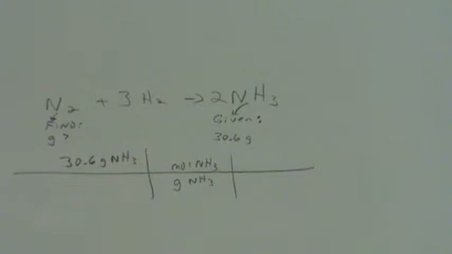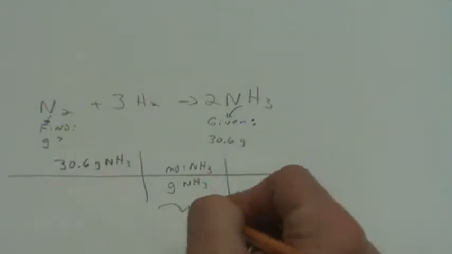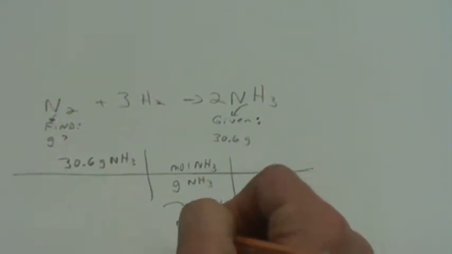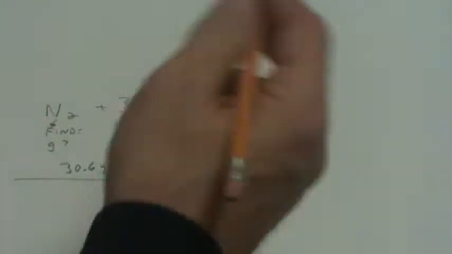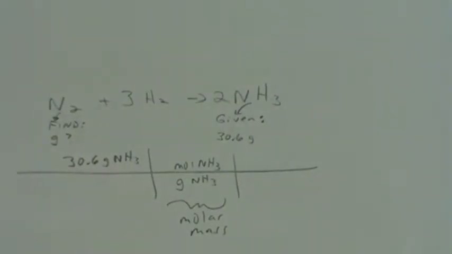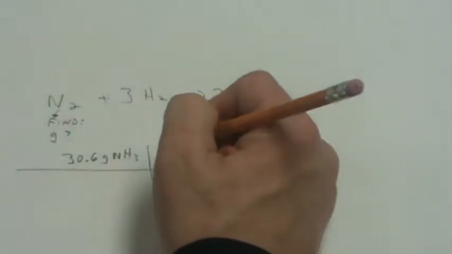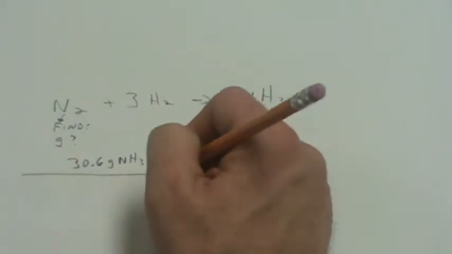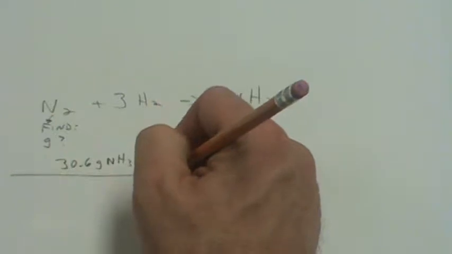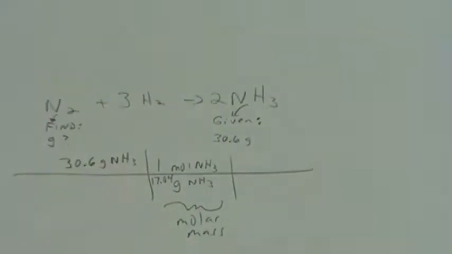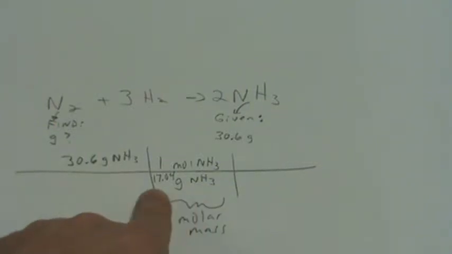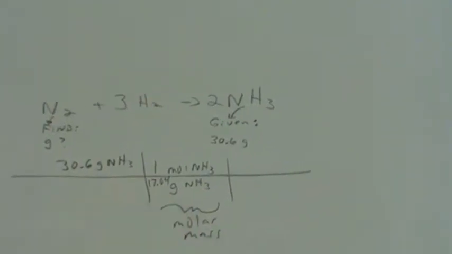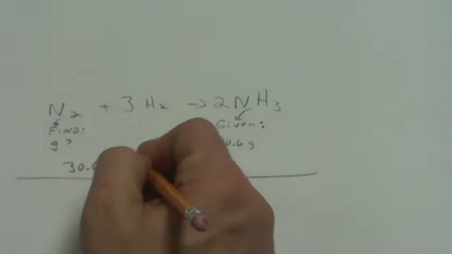What do we call that step again? That is a molar mass step, because we're using the numbers from the periodic table. I think we used ammonia earlier, but I'm going to write it up here. 1 mole, I believe, is 17.04 grams. Because we have 14.01 and 1.01 times 3. So 17.04 grams is your molar mass. Now we've canceled out grams.